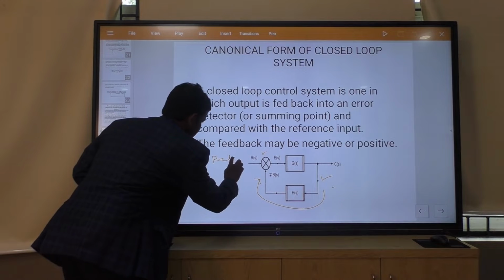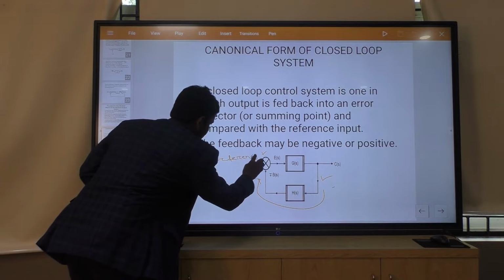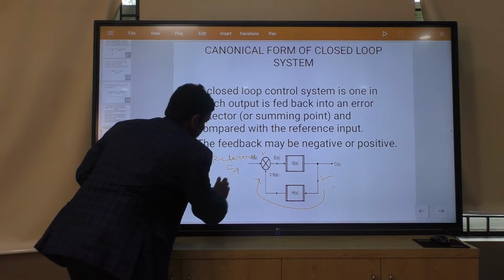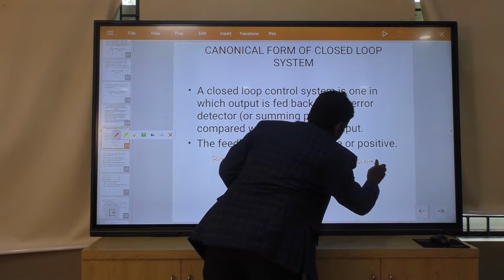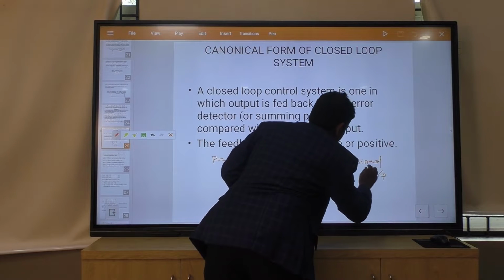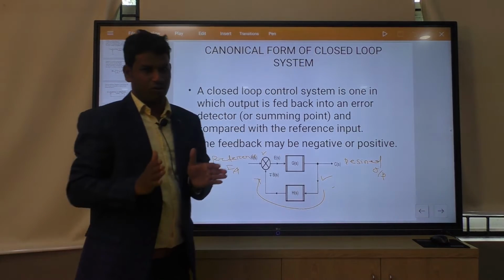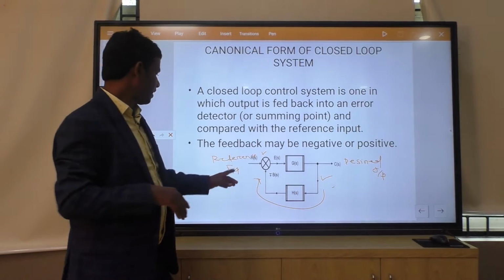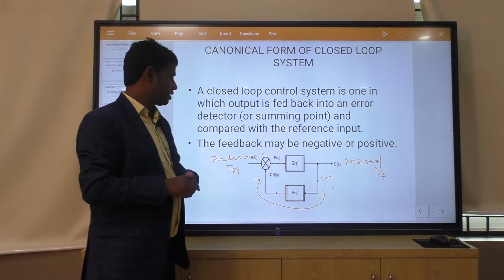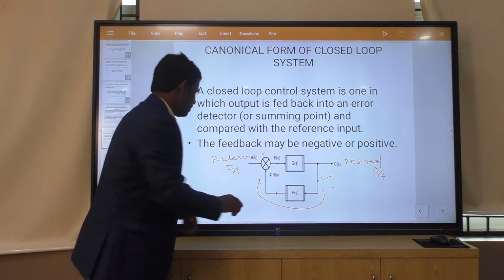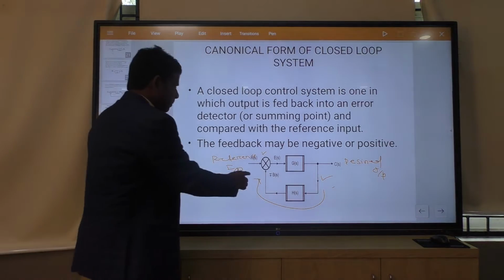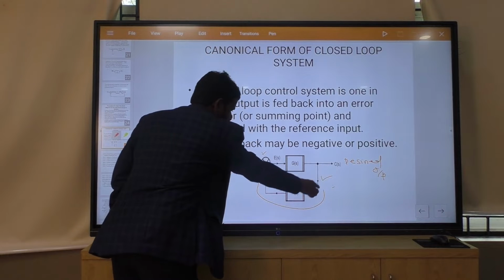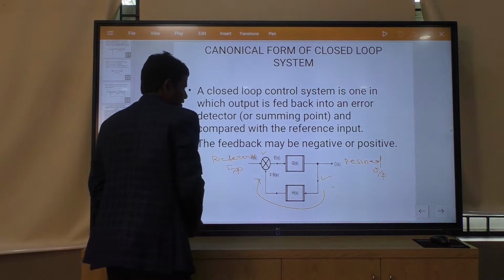It is a reference input. So this is the desired output. Desired output means the output which we desire. Reference means what we set. You see, so reference input. This is the desired output here. Okay. So this feedback, you see the feedback signal, the output is connecting to the input or error detector.